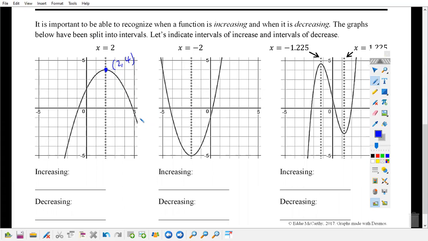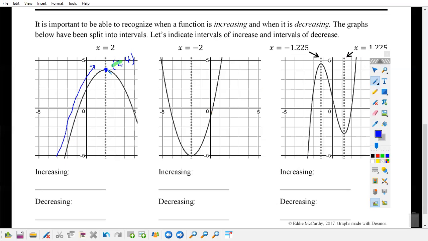All right. When you are identifying your intervals of increase and decrease, what's most important is your x value. X tells you where you're at, where it's happening. X marks the spot. That's what you're looking at, the x value. We read a graph from left to right. So from left to right, this function is doing what?